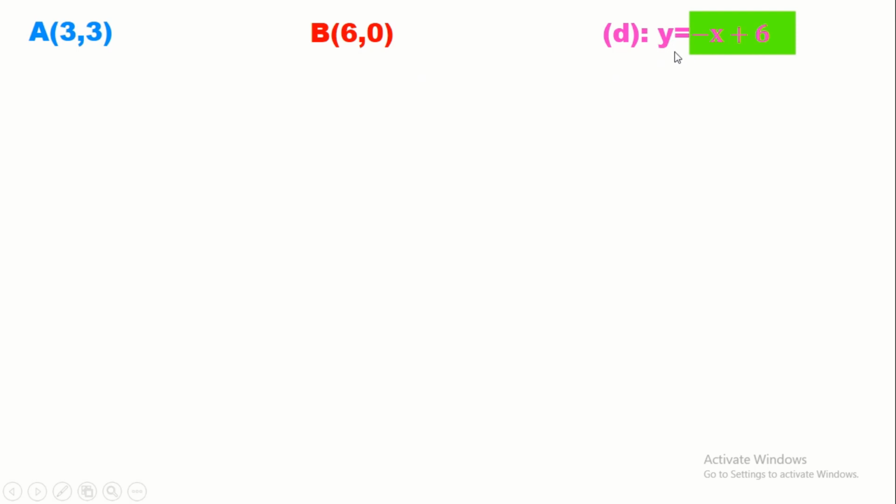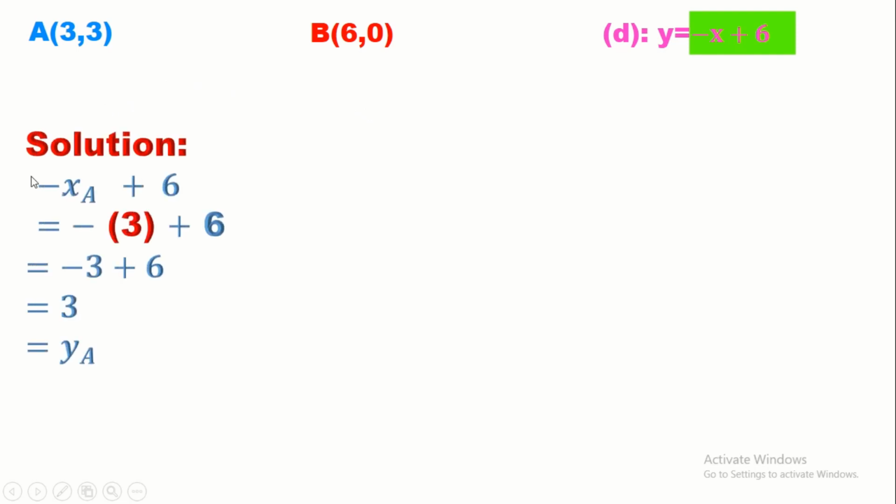We have for D, y equals minus x plus 6. Are the coordinates of A and B satisfying this relation? Minus xa plus 6, isn't xa 3? So minus 3 plus 6 equals 3. Isn't it the same as ya? So we can say that ya equals minus xa plus 6. So the coordinates of A satisfy this equation.